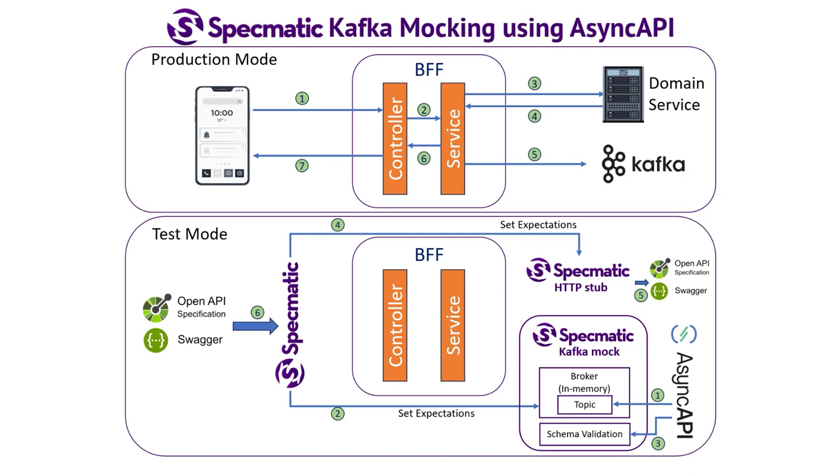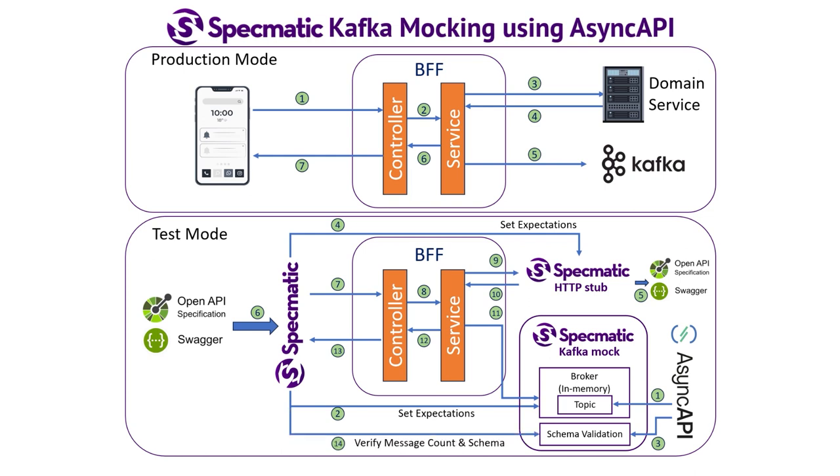Each contract test sends a request to the application, which is received by the controller, which in turn invokes the service layer. The service layer fetches data from the HTTP service stub and drops a message onto the topic on the Kafka mock. The Kafka mock uses an in-memory Kafka broker, so the service layer sends messages to it seamlessly, just like to a production instance of Kafka. The service layer responds to the controller, which in turn responds to the contract test. After the contract tests run, specmatic asks the Kafka mock to verify the messages that it received. Let's see this in an actual example.